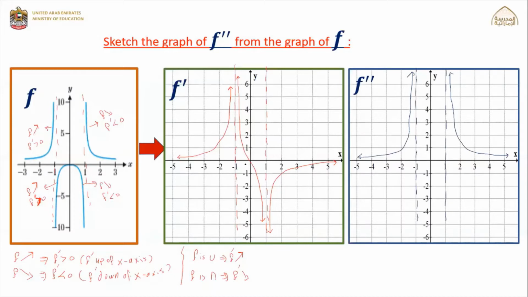What about the interval from minus 1 to 1? From minus 1 to 1, f prime is decreasing. So f double prime will be less than 0. So the graph of f double prime is down of the x-axis. Down of the x-axis, it's coming like this.